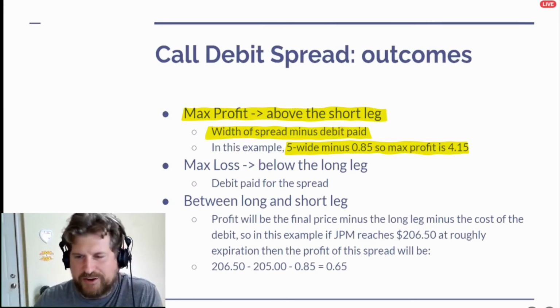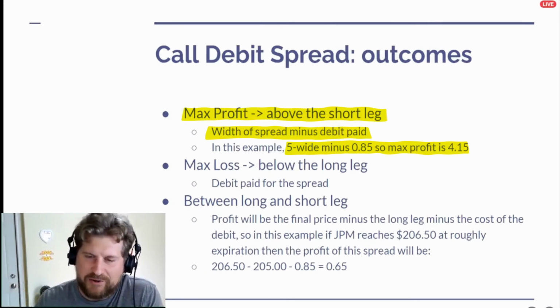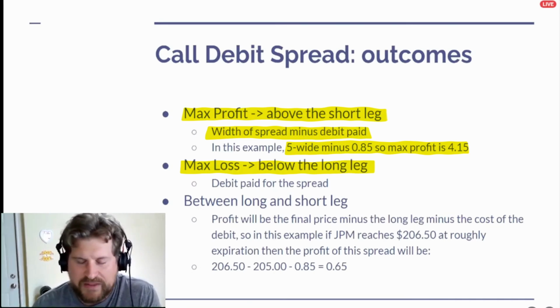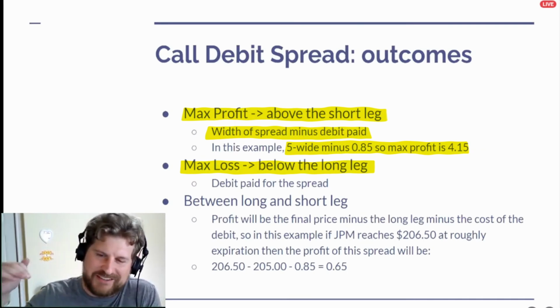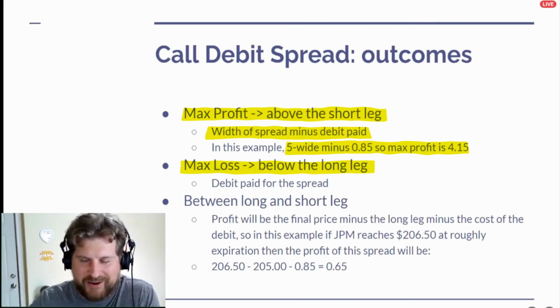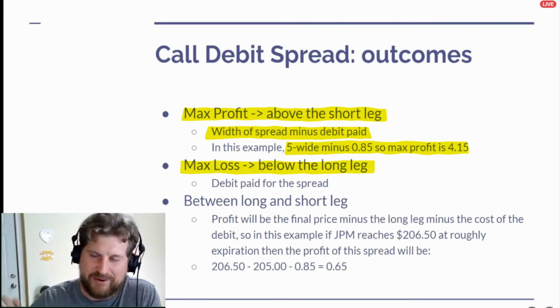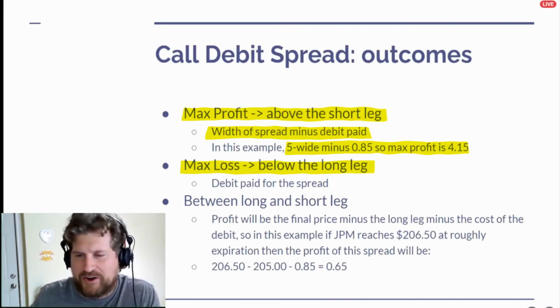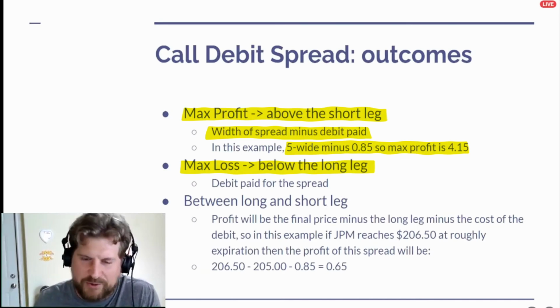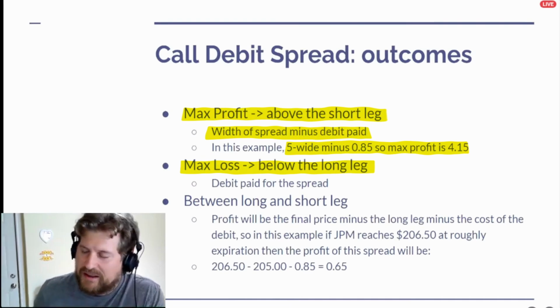At expiration, your max loss occurs when the underlying price is below the long leg. And in this case, it's very similar to just an outright call. If you buy an out of the money call or an at the money call and the stock price doesn't go up, it just kind of goes sideways or goes down a little bit or goes down a lot, then your call goes to zero. It goes to option heaven.